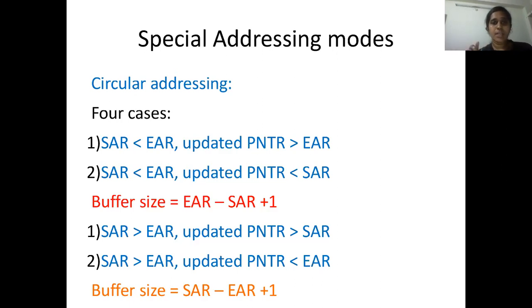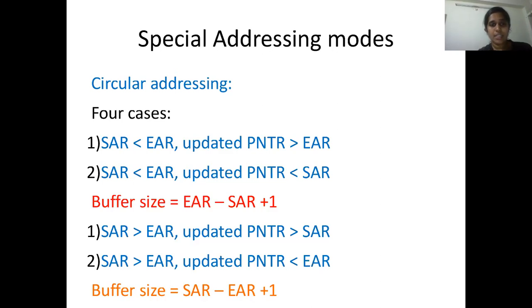For the first two cases, if you want to calculate the size of the buffer, this is the formula you can use: end address register minus start address register plus 1. You can apply this for these cases. And coming to the next two cases, the buffer size is where SAR is greater than EAR.